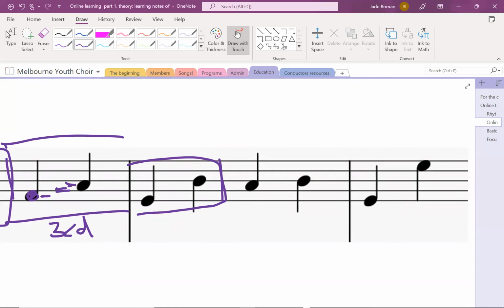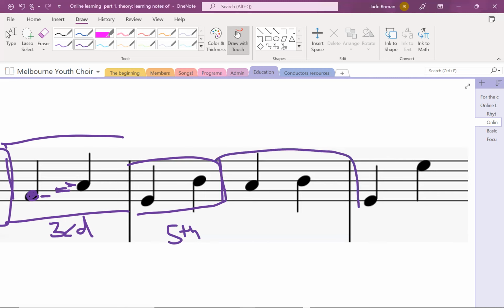This is a fifth. Hopefully you did get that. This is your starting note. And have a go singing it. Count it out if you have to, or sing Twinkle, Twinkle, Little Star. That is a fifth. Perfect.